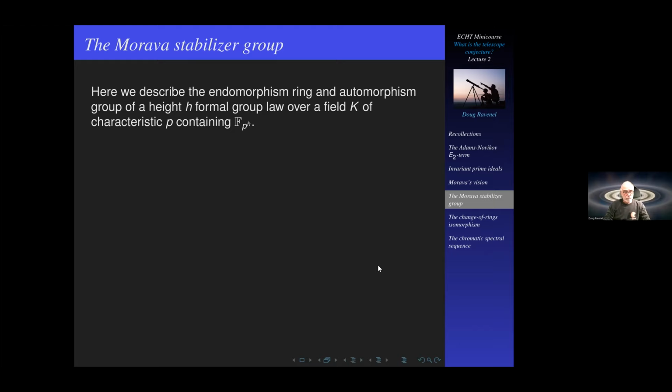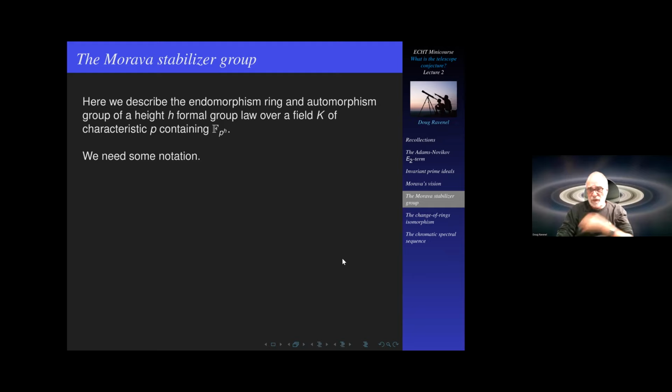Now I'm going to describe the endomorphism ring and automorphism group of a height h formal group law over a field K of characteristic p that contains F_{p^h}. This works for any field that contains F_{p^h}. So in particular, it works for F_p bar. In order to do this, I need some notation.